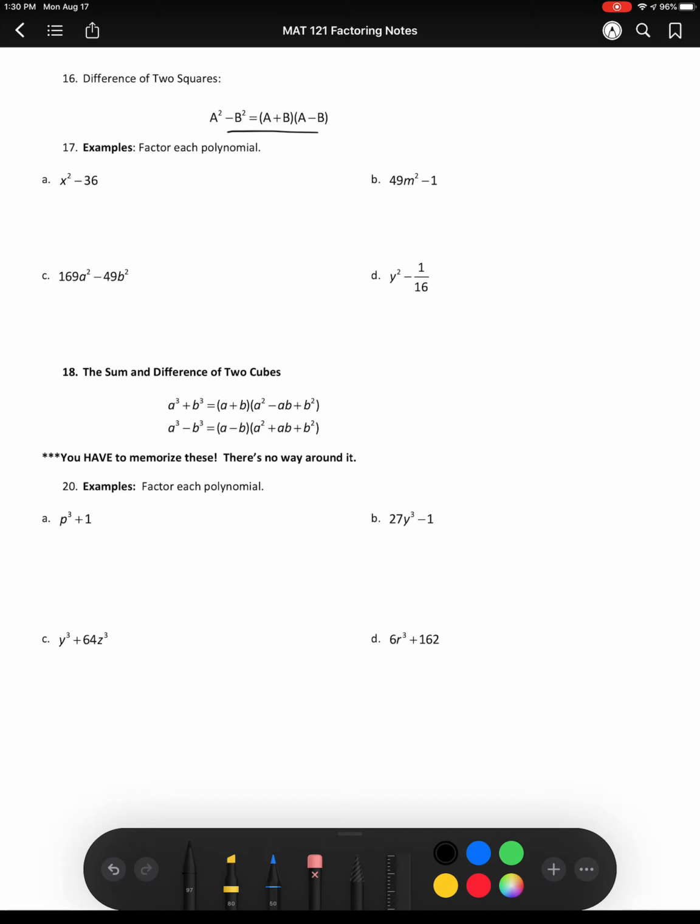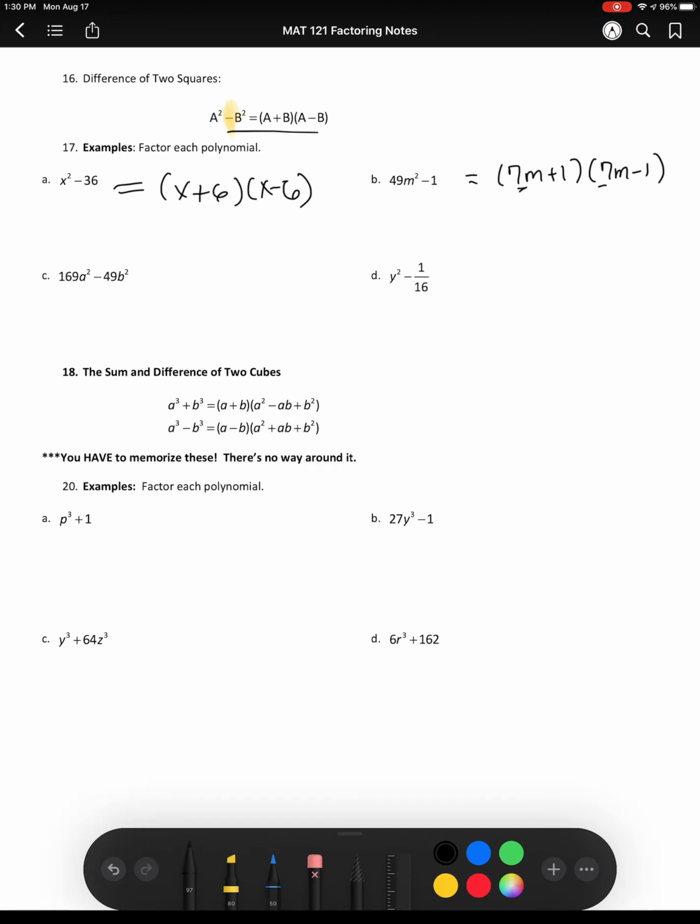When you see a problem in the form a squared minus b squared, and that minus is really important, if that's not there, then it can't be a difference of two squares. Then it factors to a plus b times a minus b. For example, x squared minus 36 factors to x plus 6, x minus 6. Part B, 49m squared minus 1 will factor to 7m plus 1 times 7m minus 1.